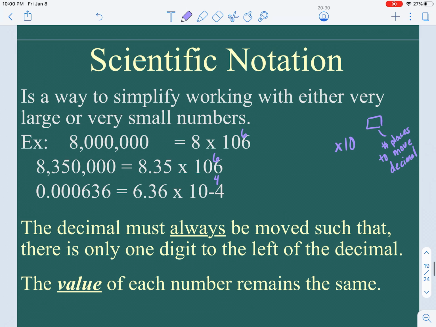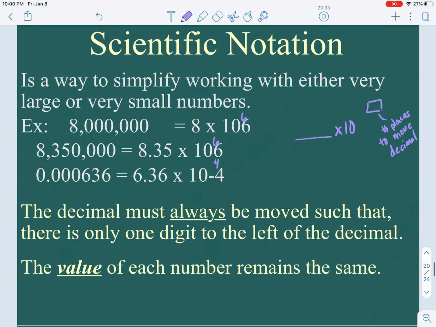Let's now look at what comes before the times 10. Over here on the standard notation side, when I look at this number, 8 million, I have one sig fig, and it is just the number 8. When I look at the second example, 8,350,000, this has 3 sig figs, and they are 8, 3, and 5. When I look at the last example, I have 0.000636. This has 3 sig figs, and those digits are 6, 3, and 6.